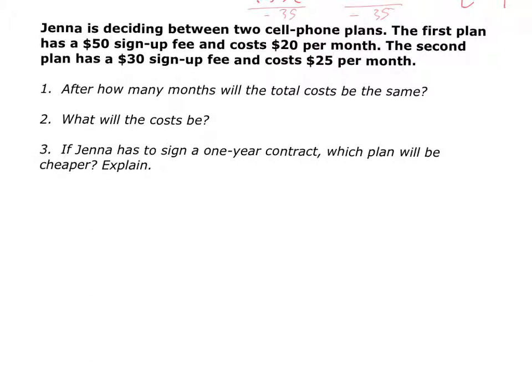It says, Jenna is deciding between 2 cell phone plans. The first plan has a $50 sign-up fee and costs $20 a month. The second plan has a $30 sign-up fee and costs $25 per month. So let's write an equation for both.